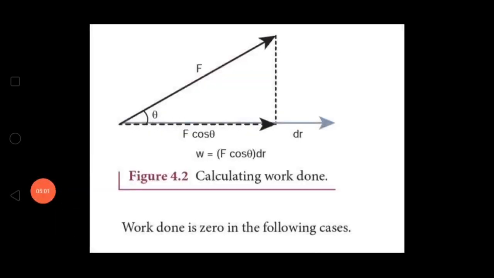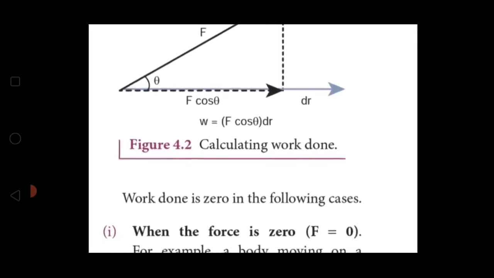See this diagram: F cos theta, W is equal to F cos theta dr. Here dr is the direction of the displacement, F is our force, and it makes an angle, and this is F cos theta. So there are three cases, and we will discuss them now.